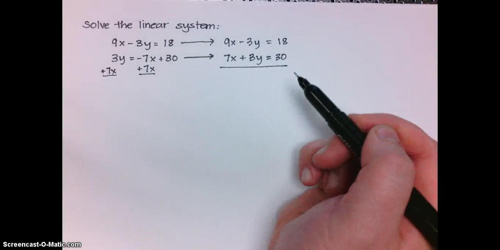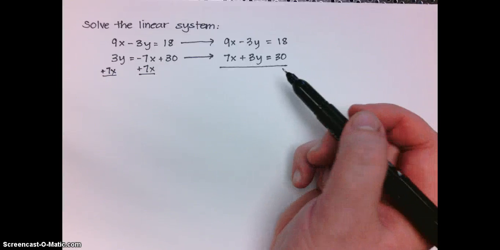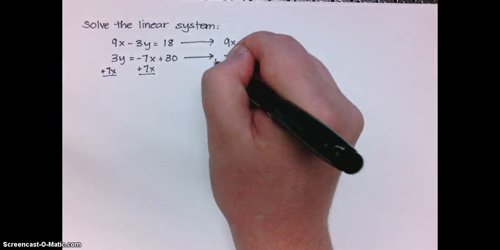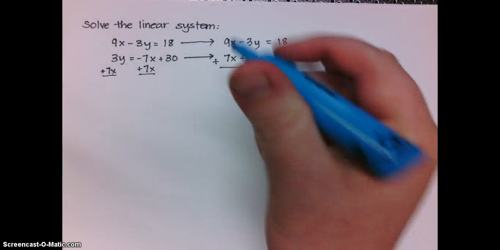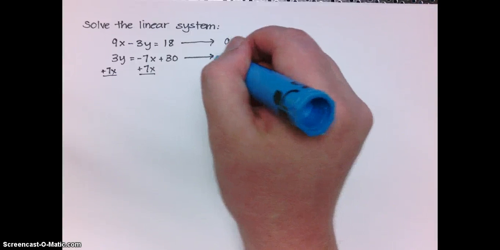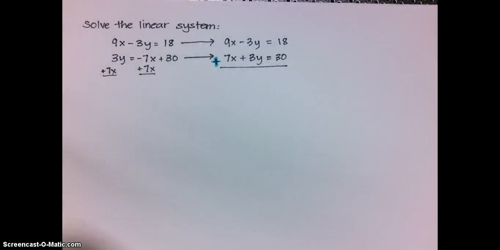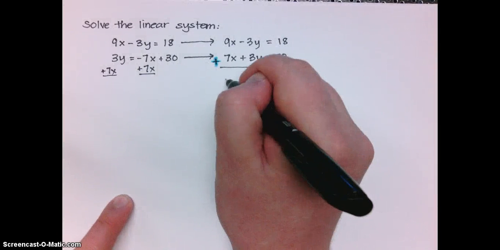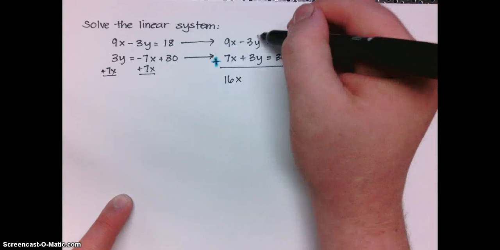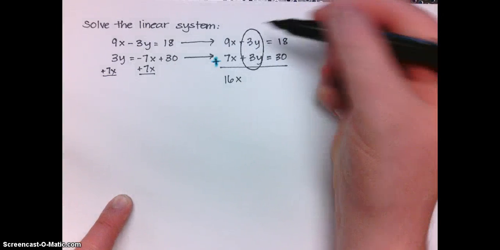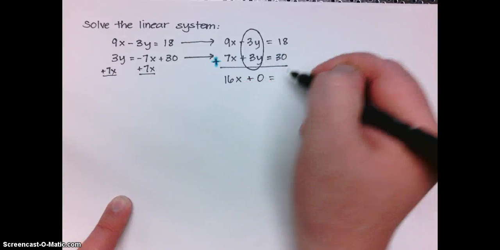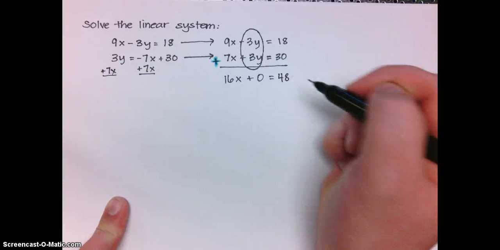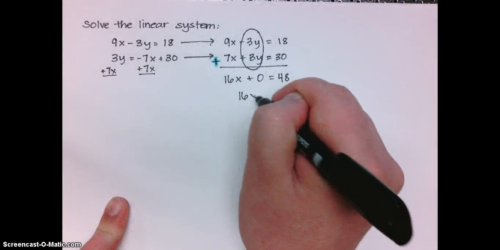So what do you think I'm going to do? Am I going to do addition or subtraction? Well, since this is already a negative 3 and this is a positive 3, I'm going to do addition. And I really like doing addition because you just go straight down. You don't have to worry about any negatives. So 9x plus 7x is 16x. The negative 3y and the positive 3y add to 0. And adding 30 plus 18, I'm going to get 48. So I have 16x is equal to 48.